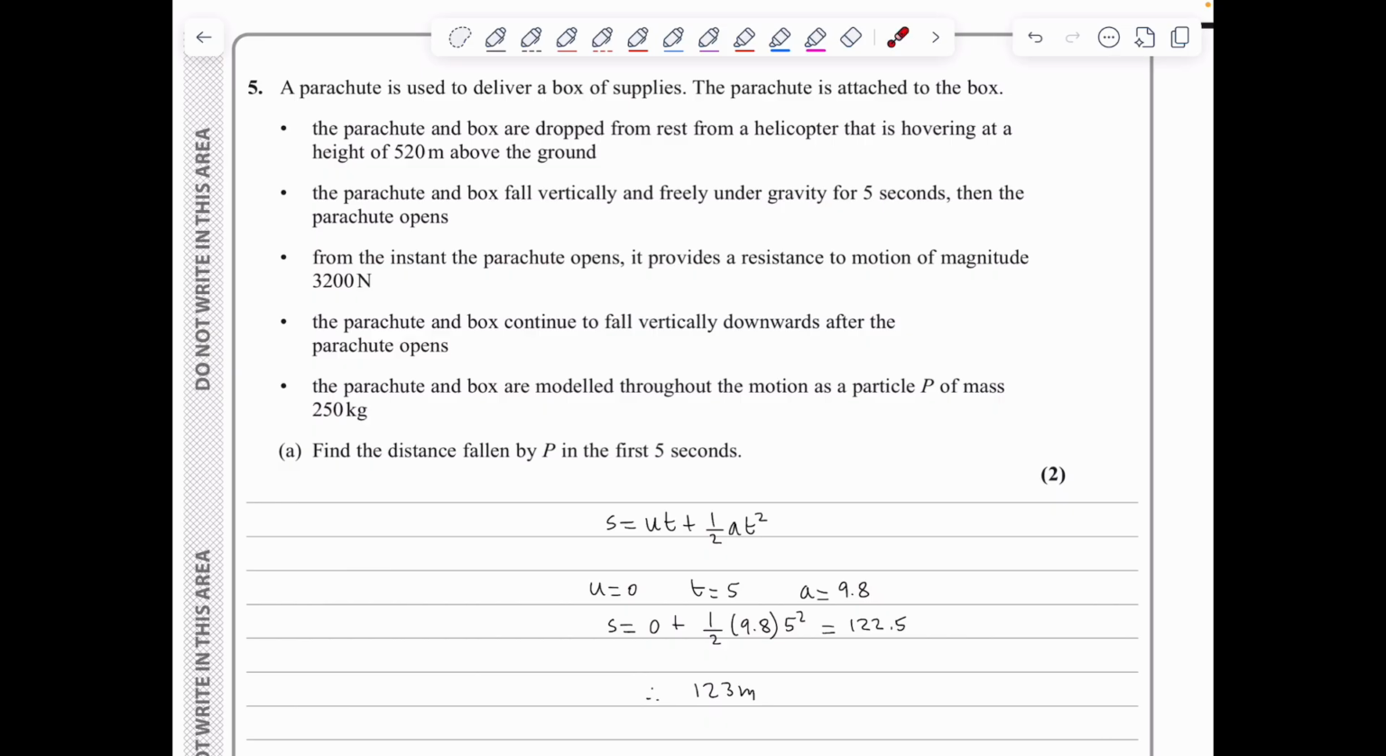Be careful here. Since we have used g to be 9.8, we need to report our final answer here to 2 or 3 significant figures to claim both marks.